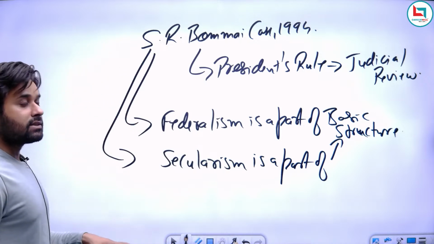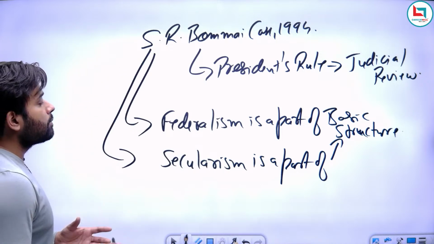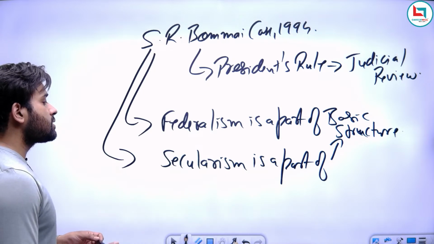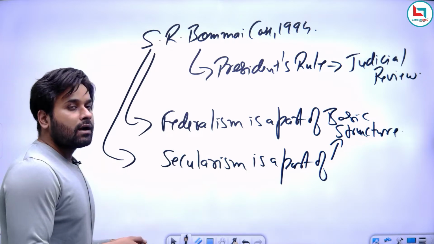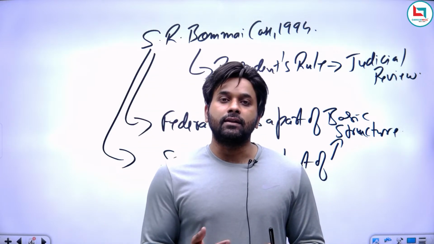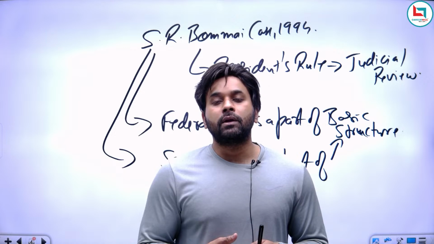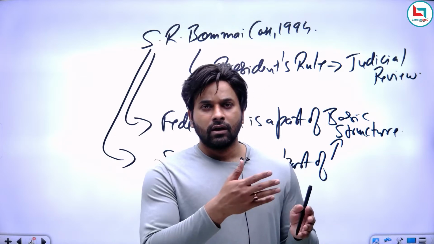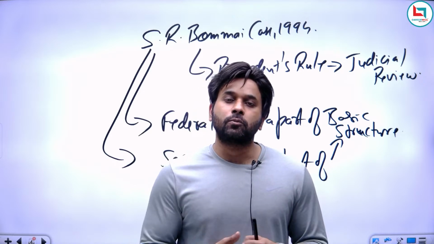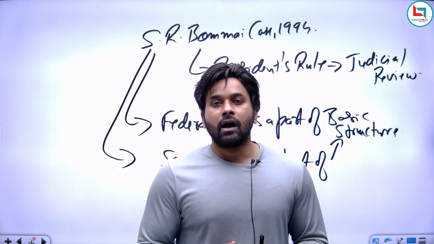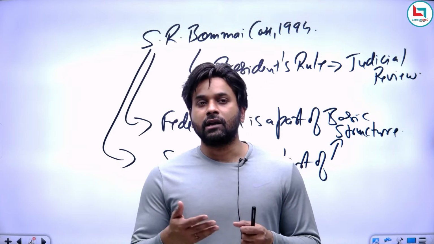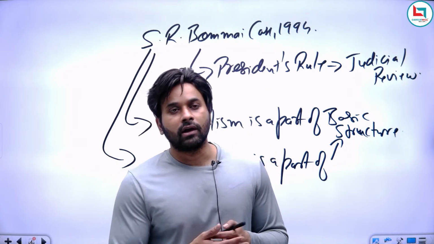So I think this is clear: in the SR Bommai case, the Supreme Court said that President's rule is subject to judicial review, federalism is a part of the basic structure, and secularism is a part of the basic structure. Apart from these points, what else did the Supreme Court say in the SR Bommai case? We remember the SR Bommai case not just because of these points. We also remember it because the Supreme Court laid down detailed guidelines as to when the imposition of President's rule will be legal and when it will be unlawful, illegal.